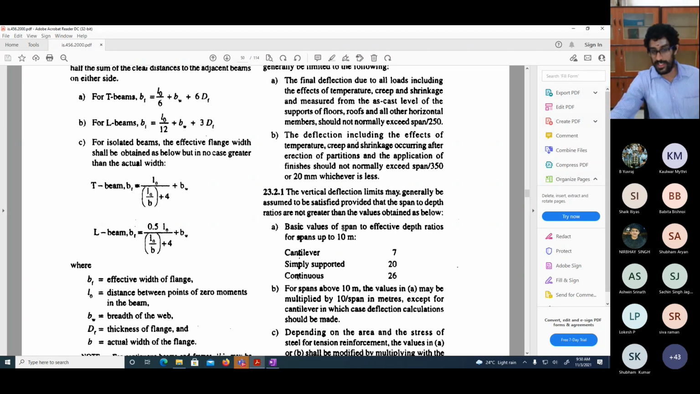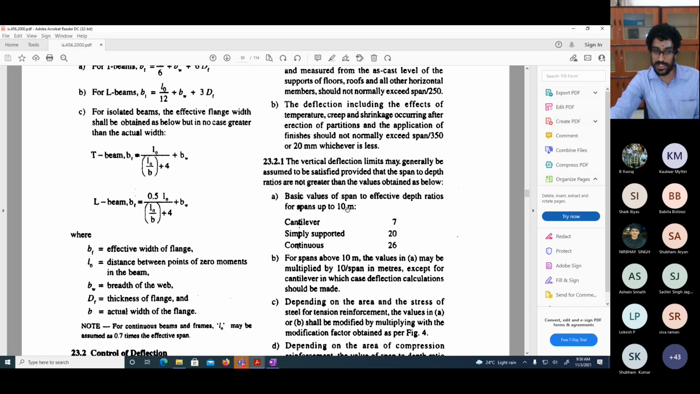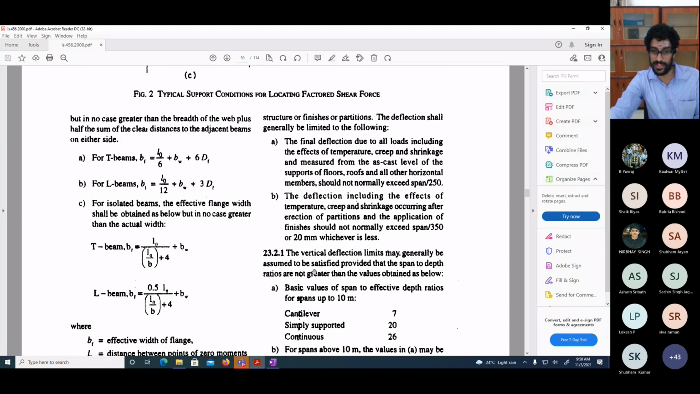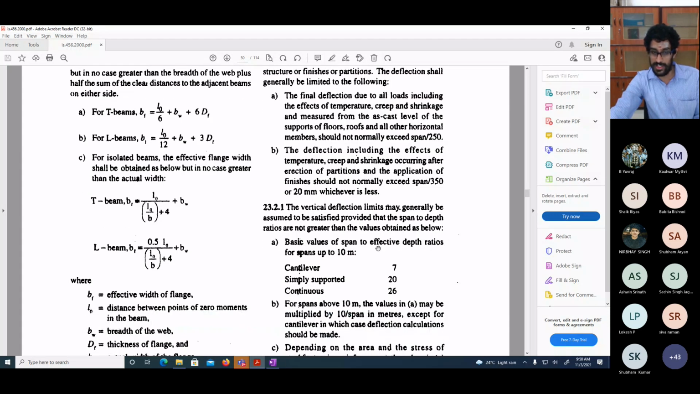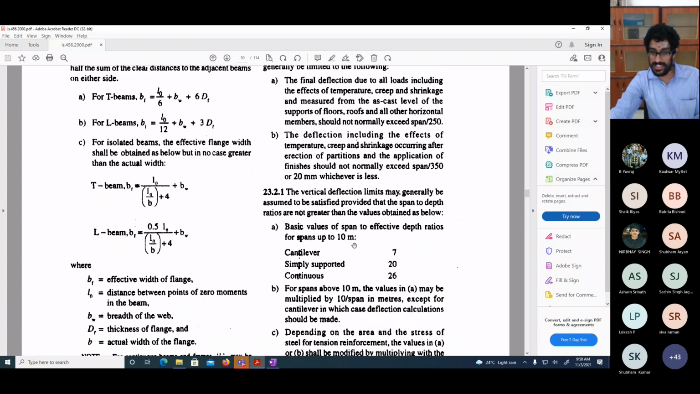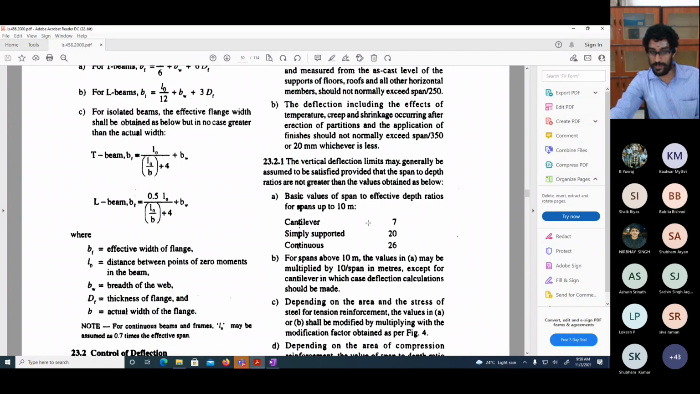See, for slabs usually you will use a one-way slab, and as I told you, it's like an extension of a beam. It's a unit strip beam. That's what a one-way slab is. So when you use the L by D ratio for that, you can just go ahead and use whatever you have done over here. Okay, basic spans to effective depth ratios.